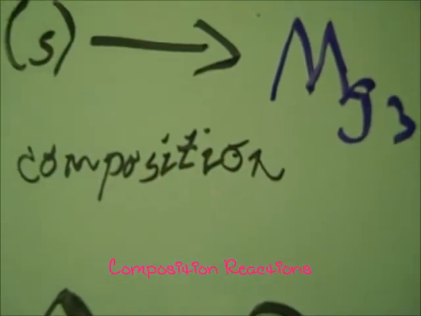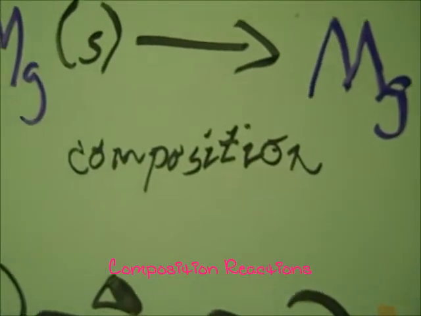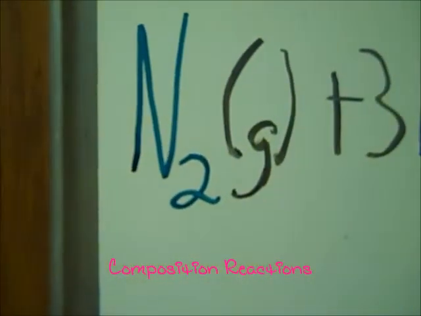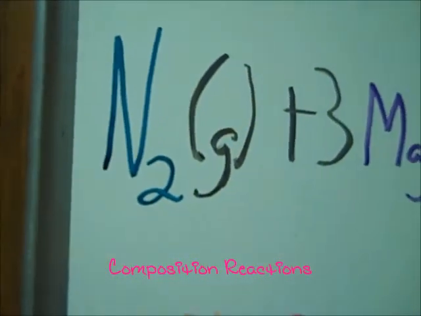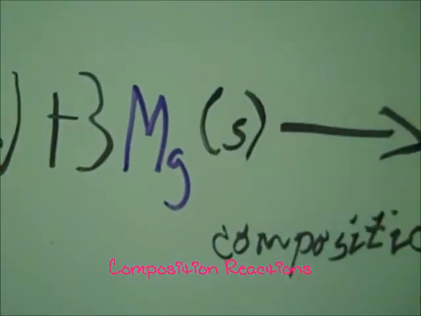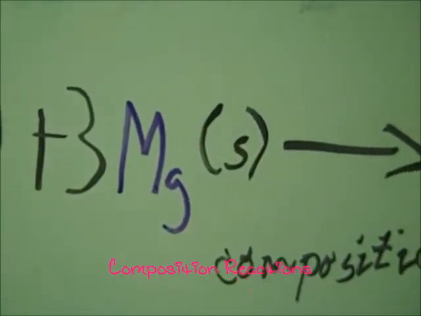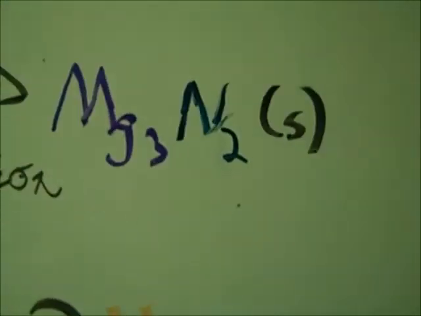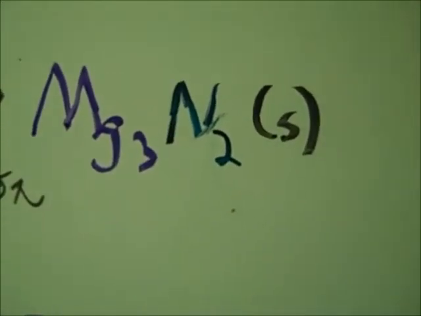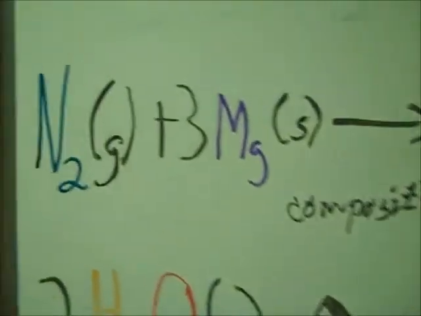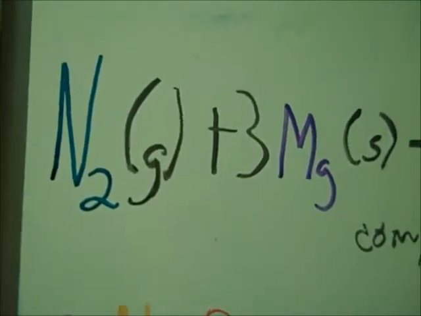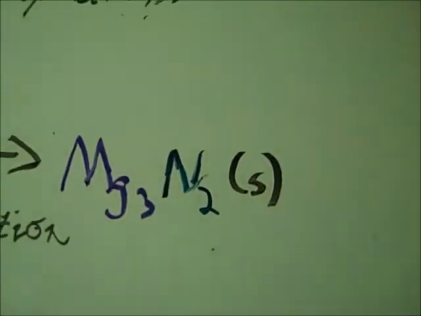Composition. Composition builds a new compound. We start with dinitride as a gas plus 3 atoms of magnesium as a solid, and they combine to become trimagnesium dinitride as a solid. As you can see, it went from 2 individual elements to a new compound. This is composition.